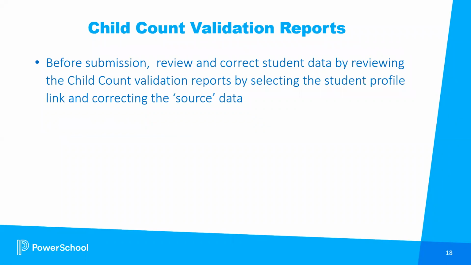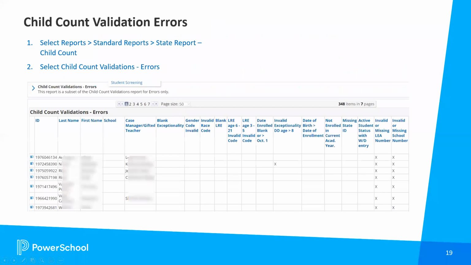All right, so starting with the validation process. Before submissions, review and correct student data by reviewing the child count validation reports by selecting the student profile link and correcting the source data. And by the source data, we mean the data that's located where, Gail? In the SIS special education profile and the gifted profile.